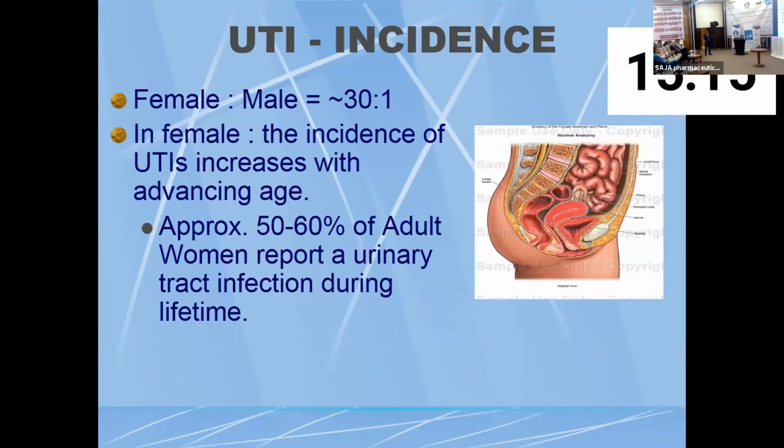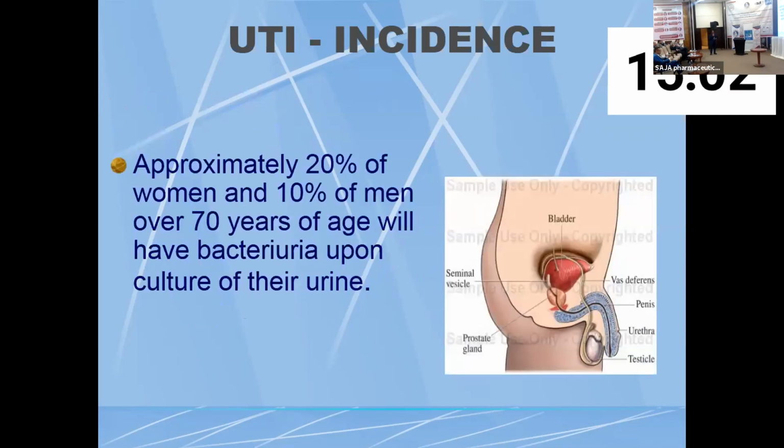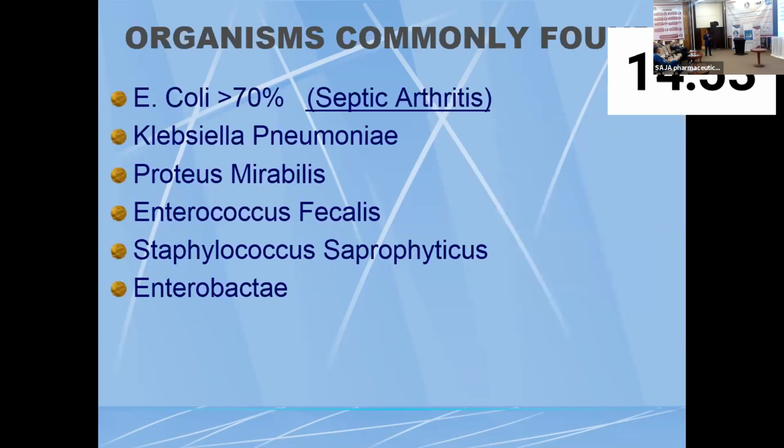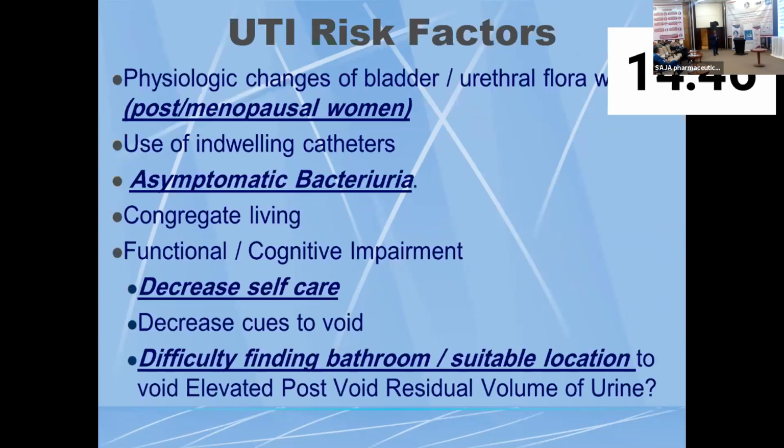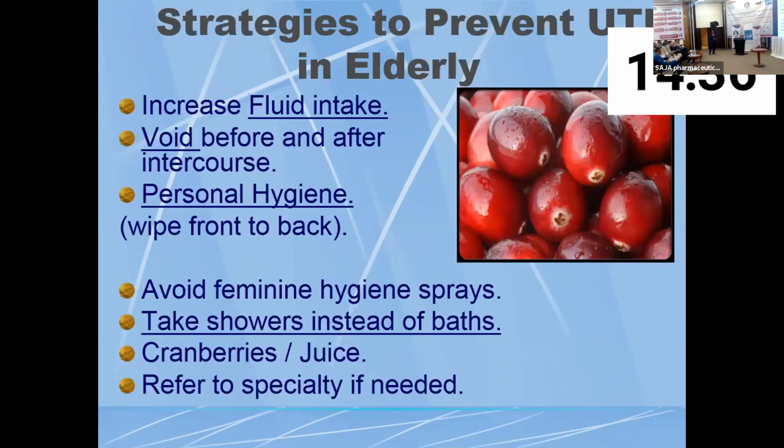Females are more affected by asymptomatic bacteriuria, with a female to male ratio of 30 to 1. Approximately 5 to 7 adult women are affected with urinary tract infection. There is 20% of women and 10% of men affected over 70 years old. The most important organism of UTI is Escherichia coli. The risk factors are postmenopausal women, asymptomatic bacteriuria, decreased self-care, and difficulty finding a suitable bathroom for the elderly. Strategy to prevent UTI.